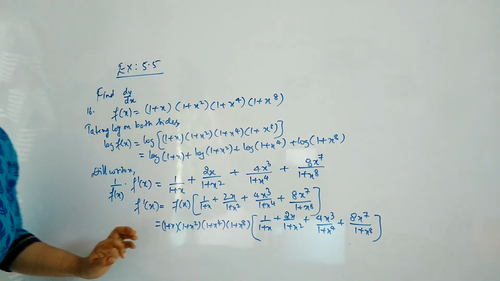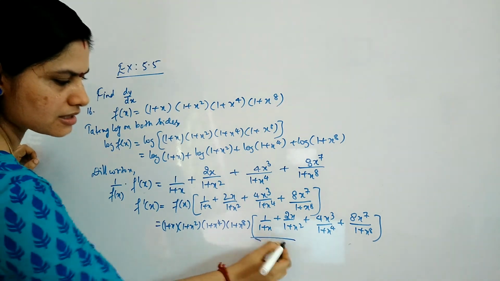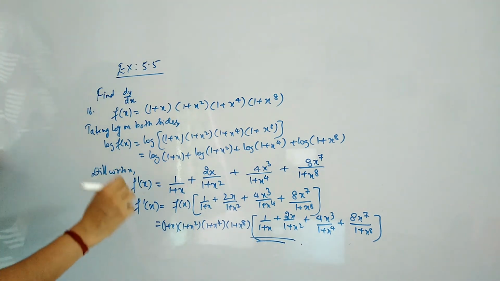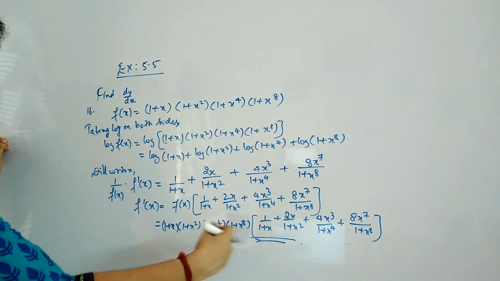Why? Because we need to find what is f dash of 1. Our purpose is to find f dash of 1. This is your f dash of x, one answer. Now for f dash of 1, what you need to do? Replace the value of x with 1 on the right hand side also.